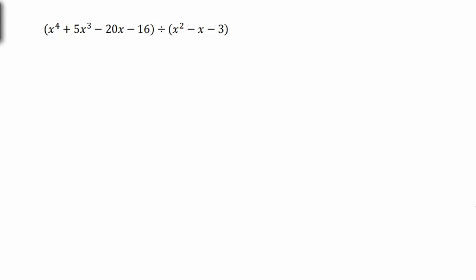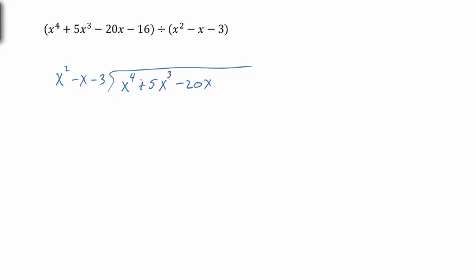All right, we have one more example to look at. And now we're dividing here by, instead of a binomial, a trinomial. And this may look more complicated, but really it's the exact same process. So we're going to take again and write down the x squared minus x minus 3. And again, we want to have this in descending order. And the same thing for the x to the 4th plus 5x cubed minus 20x.